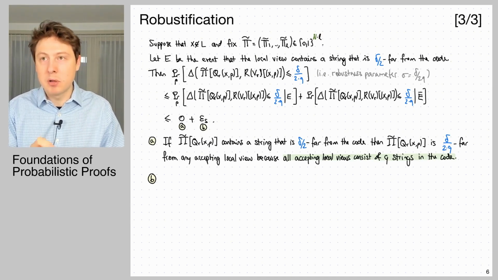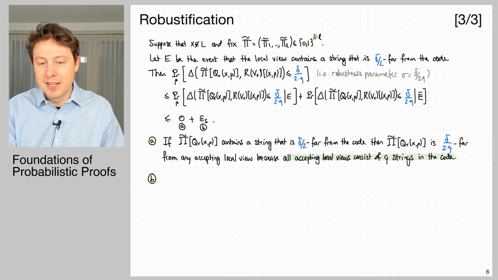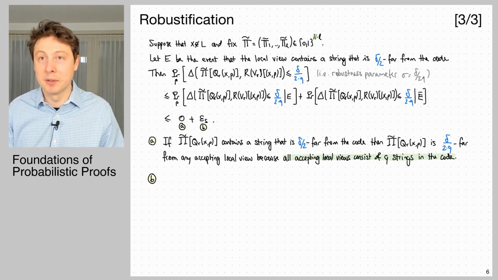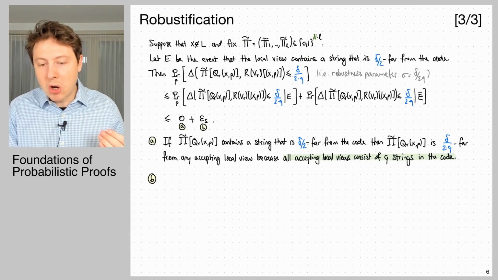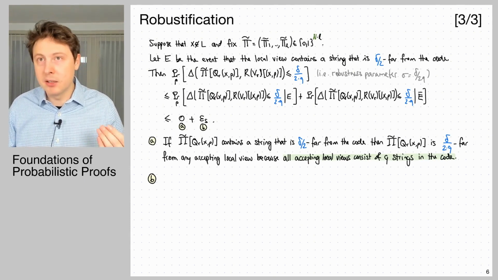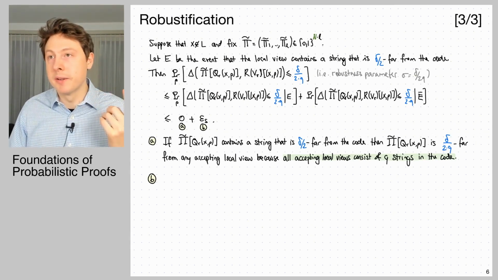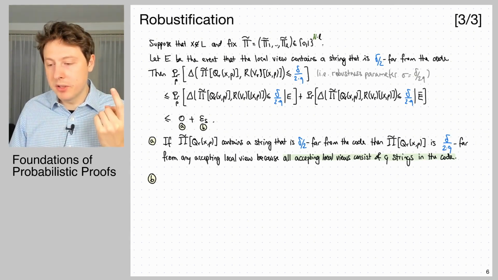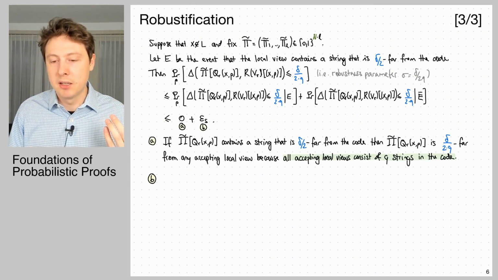Because we're counting the number of locations over the whole local view. So we know that this thing is going to be far, and if it is far from all accepting local views, then this event is just not going to happen, okay? In sum, because all local views consist in particular of q blocks of n bits in the code, if even one of those strings is this far, then the whole thing must be at least this far. So yeah, that's what we get, okay?